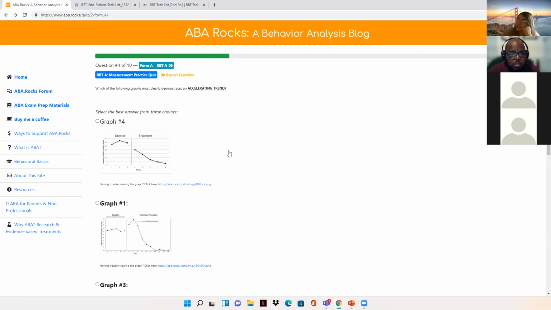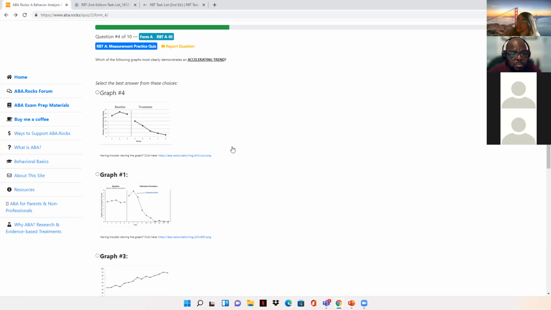Reading graphs. Thank you. I appreciate that. Yeah, you got one. Reading graphs. So let's see if we know how to read a graph. Remember we talked about ascending and descending. Which of the following graphs most clearly demonstrates an accelerating trend?